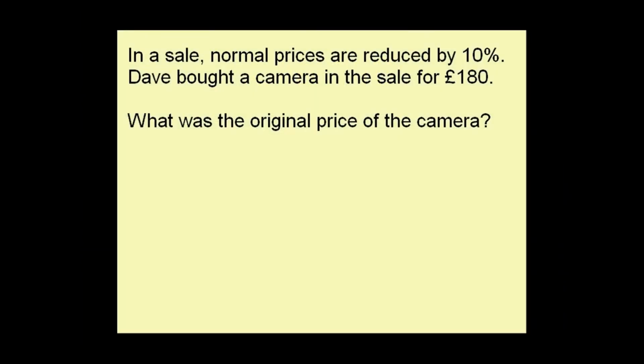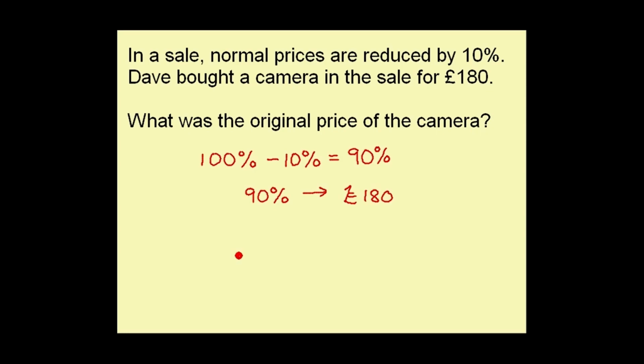I'm told that in a sale, normal prices are reduced by 10%, and Dave bought a camera in the sale for £180. I want to work out the original price of the camera. Now, the original price of the camera must have been 100% of its price. In the sale, it's been reduced by 10%, so I take this away, and that tells me that Dave paid 90% of the original price for the camera. Now, this 90%, we know, was £180.